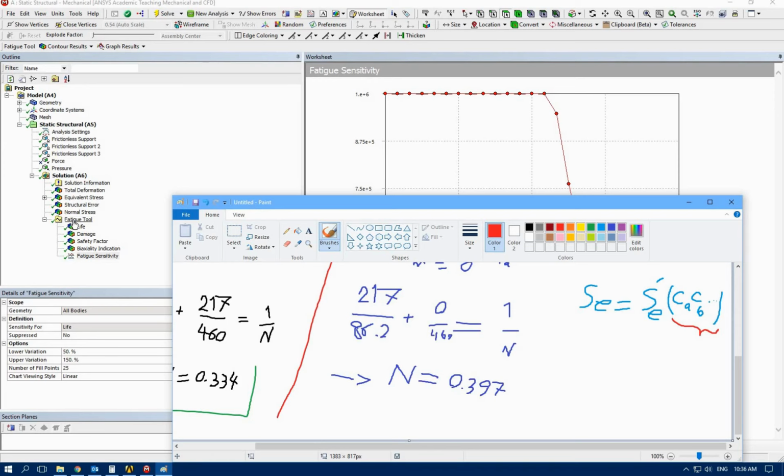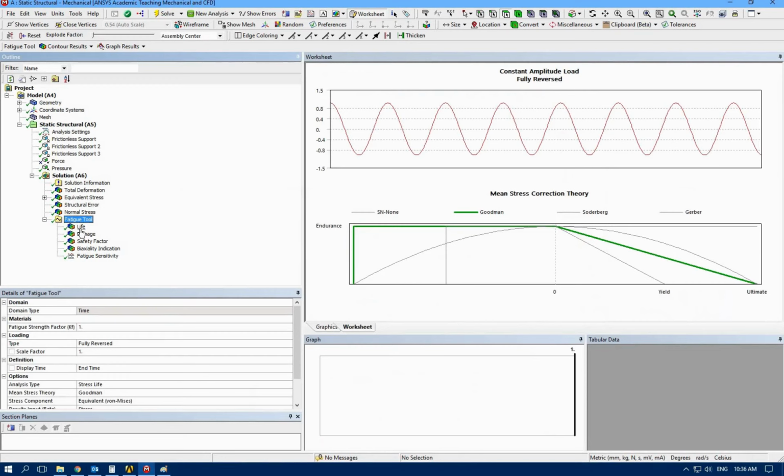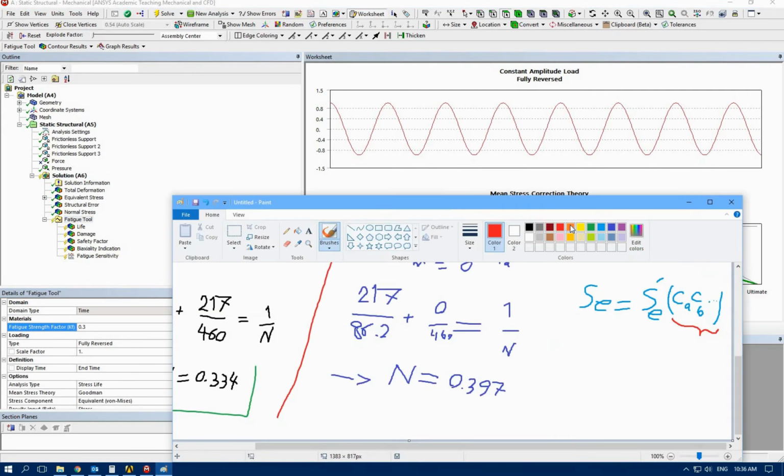So let's go here and add 0.3 there. If I add 0.3 there, my SE or endurance limit is going to be 86.2 times that 0.3, which is going to be 25.86 megapascal.